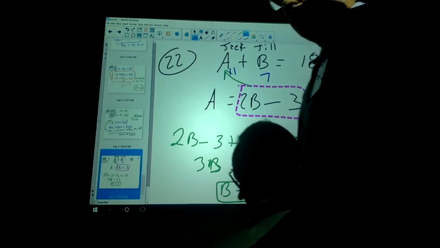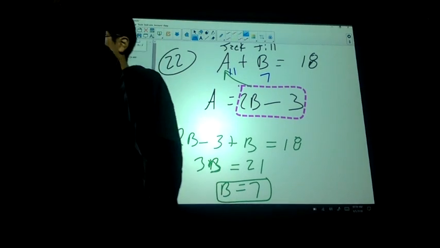Alright. Just pass it to the front of your row. Pretty simple.